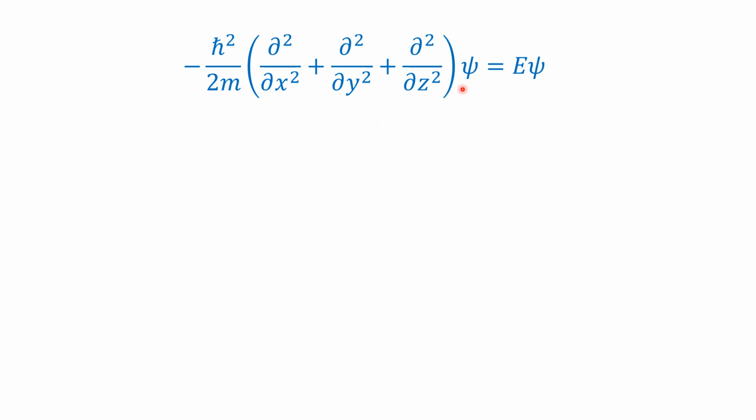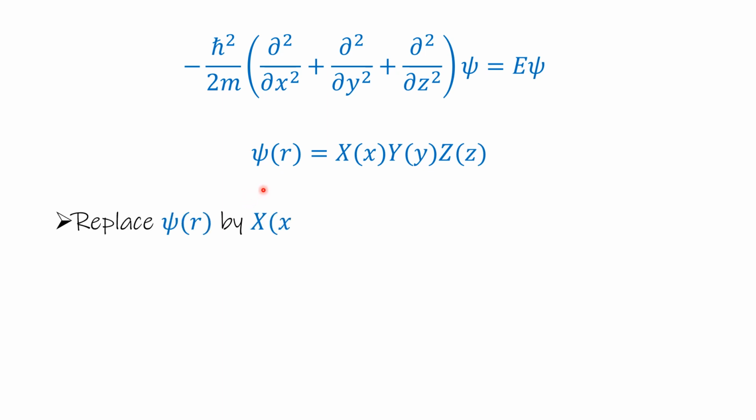So here the wave function psi is a function of x, y, z. We are using separation of variables, that is psi of r is equal to X of x, Y of y, and Z of z, where r represents the coordinates x, y, z. Now we replace psi of r by X Y Z and divide by X Y Z.